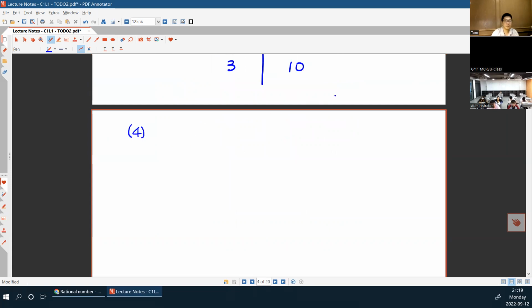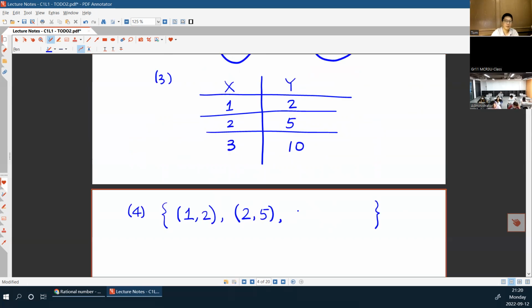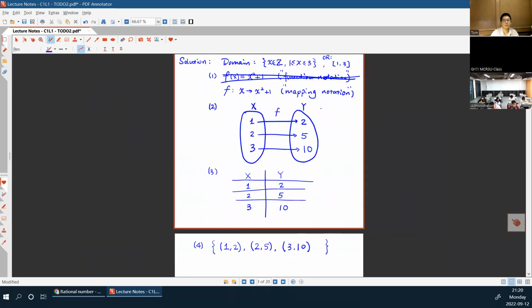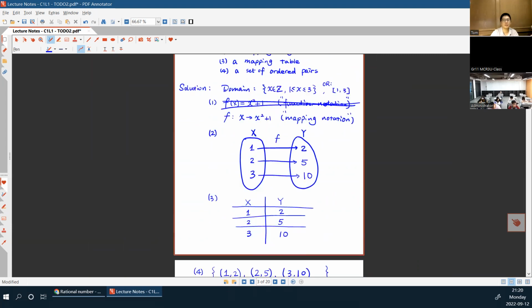Okay, next. You can also express this function using a set of ordered pairs. So first of all, it's a set of ordered pairs. 1 mapped to 2, then 2 mapped to 5, right? According to the table here. And then 3 mapped to 10. This is also the function, but illustrated using a set of ordered pairs. And as you can see here, all of these four types of notations point to the same function.